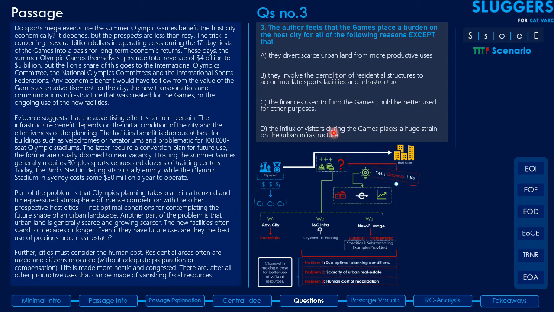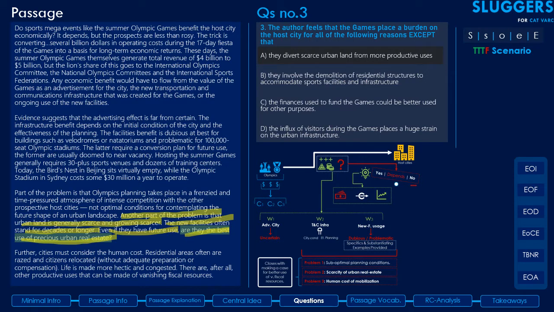Okay, so let's start with the first option then. The first option says that the games place a burden on the host city because they divert scarce urban land from more productive uses. Yes, he has mentioned this here. If you note this, he has mentioned it here, right? Another part of the problem is that urban land is generally scarce and growing scarcer. The new facilities often stand for decades or longer, even if they have future use. Are they the best use of precious urban real estate, guys?